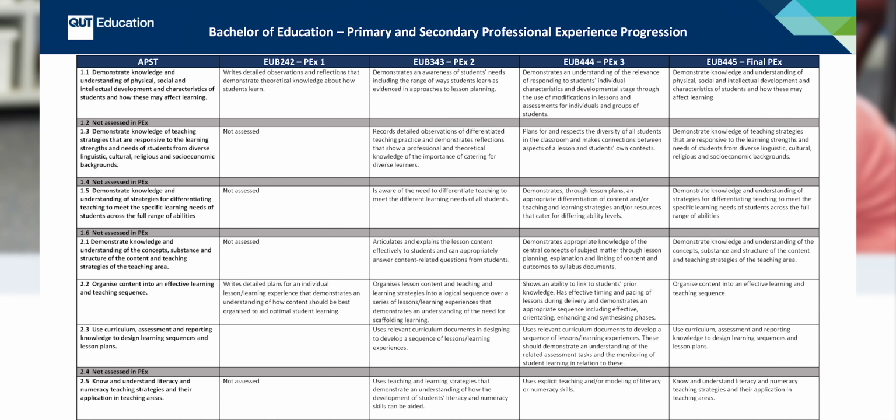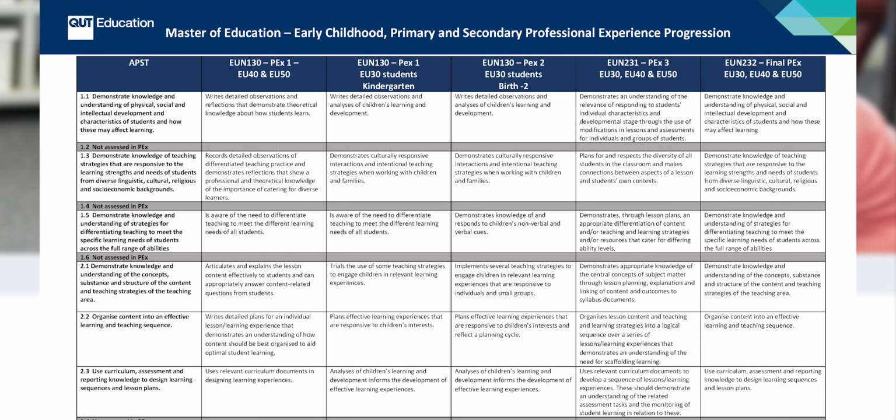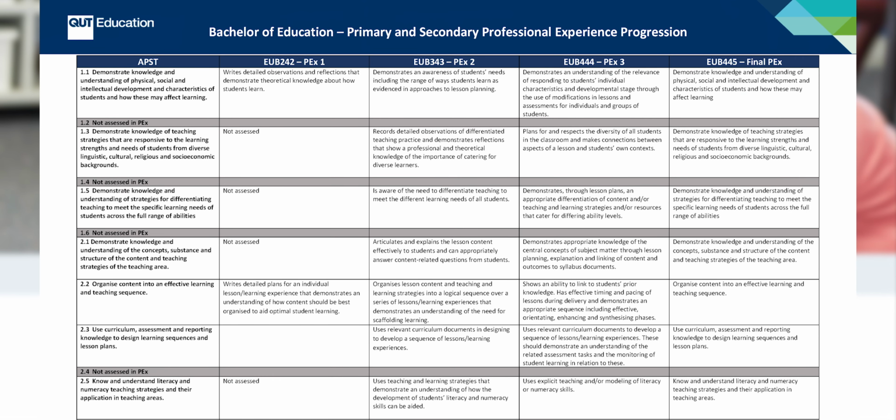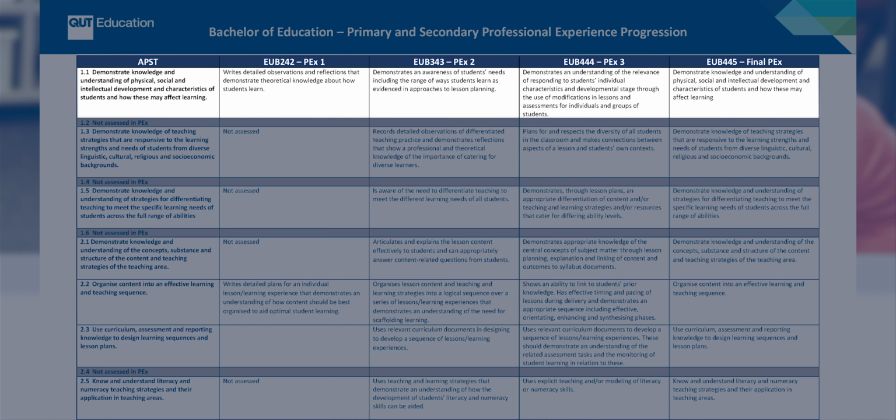This document here is the Bachelor of Education Primary and Secondary Professional Experience Progression. We also have one for Early Childhood Bachelor of Education, as well as for Masters of Teaching Primary and Secondary and Masters of Teaching Early Childhood. The purpose of this document is to outline all of the APSTs and show, according to each professional experience placement, what that APST might look like.